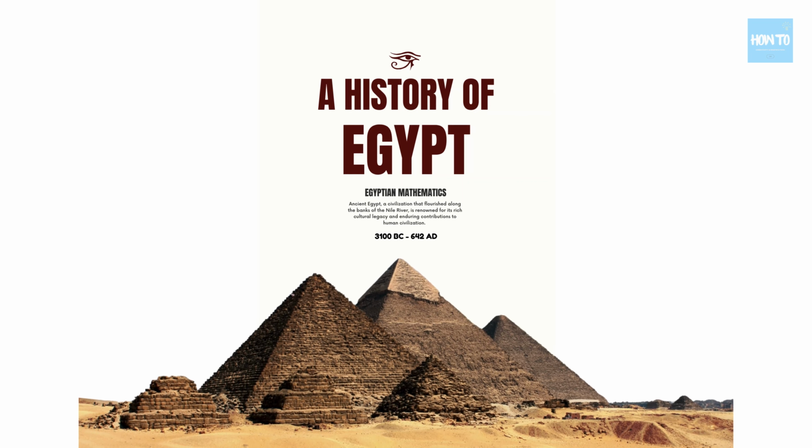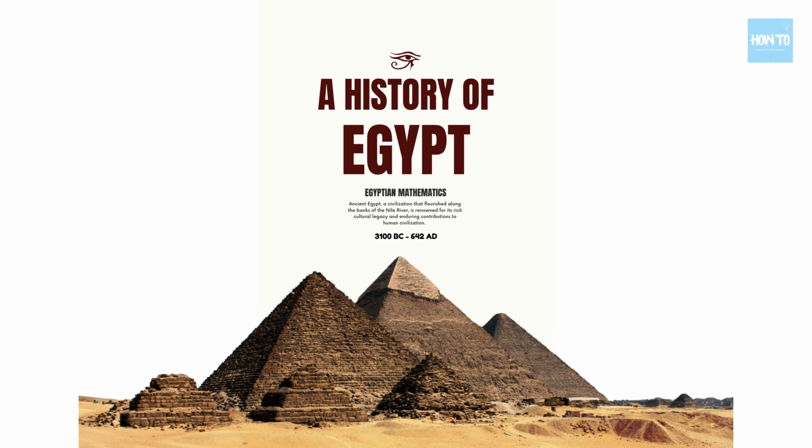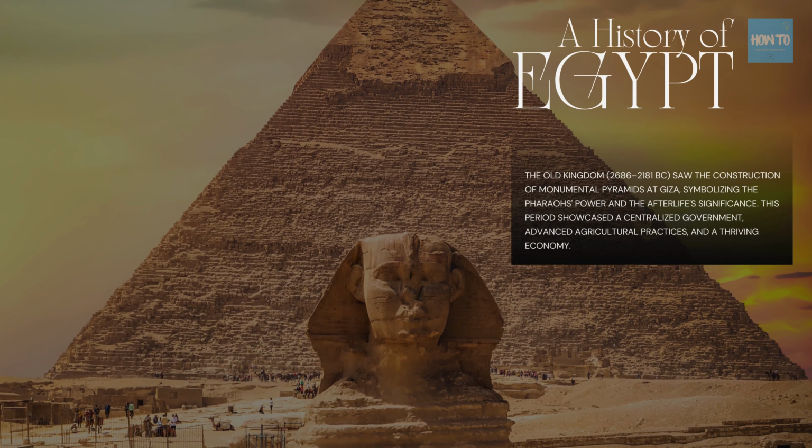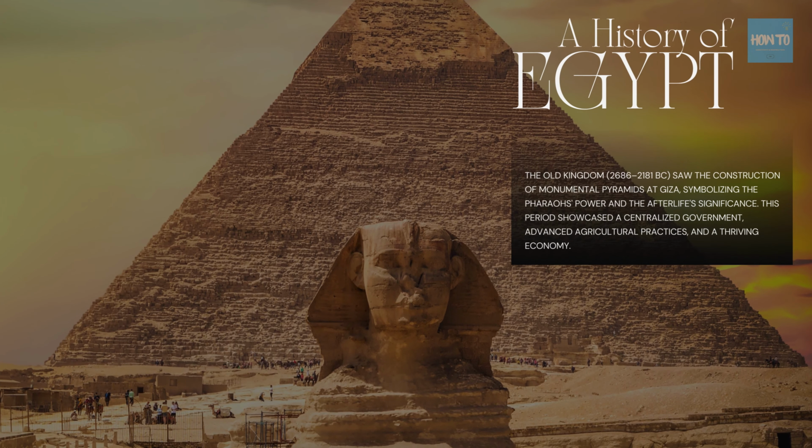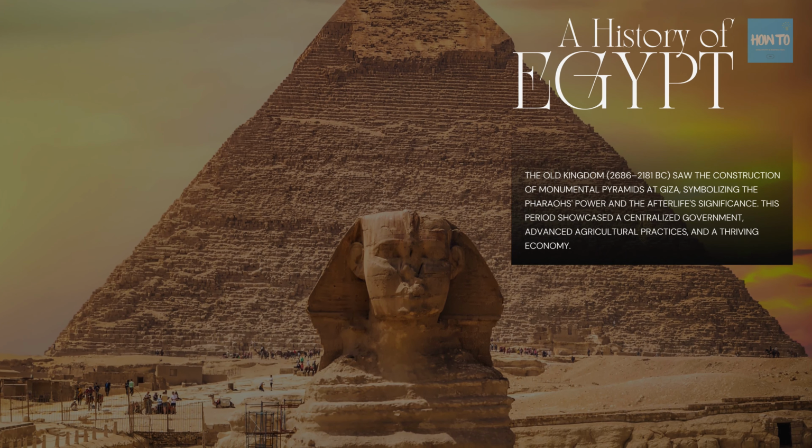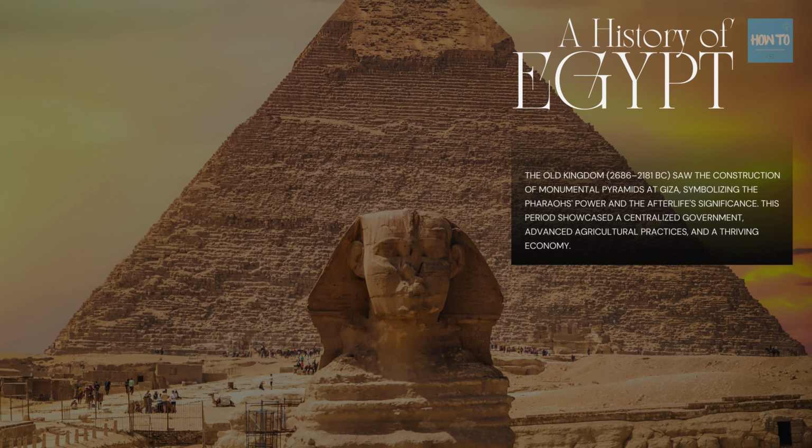Emerging around 3100 BC, the civilization began with the unification of Upper and Lower Egypt by King Menes, Narmer, marking the onset of dynastic rule. The Old Kingdom, 2686 to 2181 BC, saw the construction of monumental pyramids at Giza, symbolizing the pharaoh's power and the afterlife's significance. This period showcased a centralized government, advanced agricultural practices, and a thriving economy.